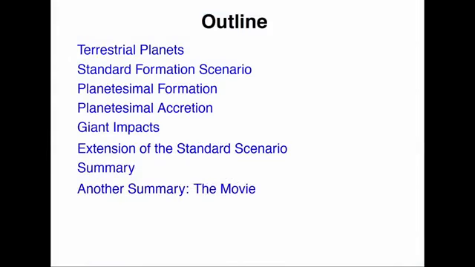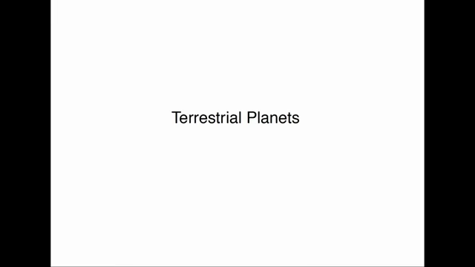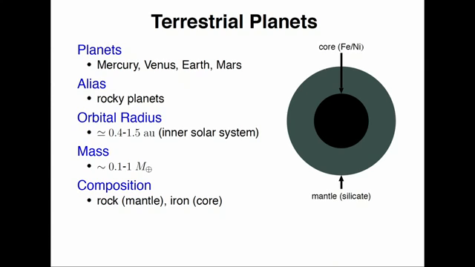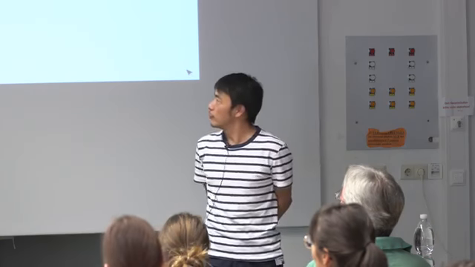Okay. So terrestrial planets, we already know that. Mercury, Venus, Earth, and Mars are terrestrial planets, right? They are also called rocky planets. They reside in the inner part of the planetary system in the solar system, ranging from 0.4 to 1.4 AU. And the mass ranges from about 0.1 to 1 Earth mass.